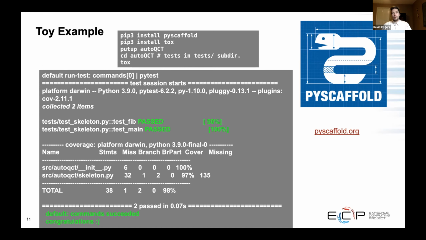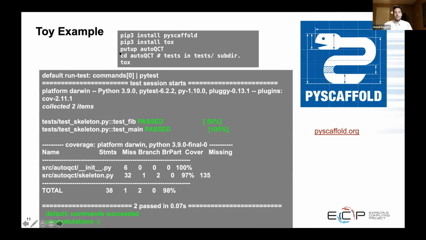specifically for Python projects. What it does is it generates a setup.py and other files associated with Python's build and test process. So what I'm showing here is just the two commands that you would need to grab PyScaffold and another helper program called tox from the Python repository. PyScaffold gives you a new program called PutUp, which lets you create a new project of your own name. So here I'm showing the creation of example projects called AutoQCT.